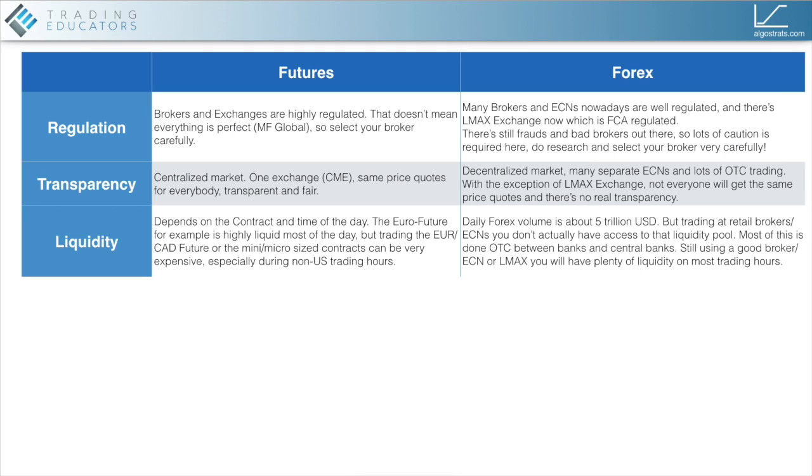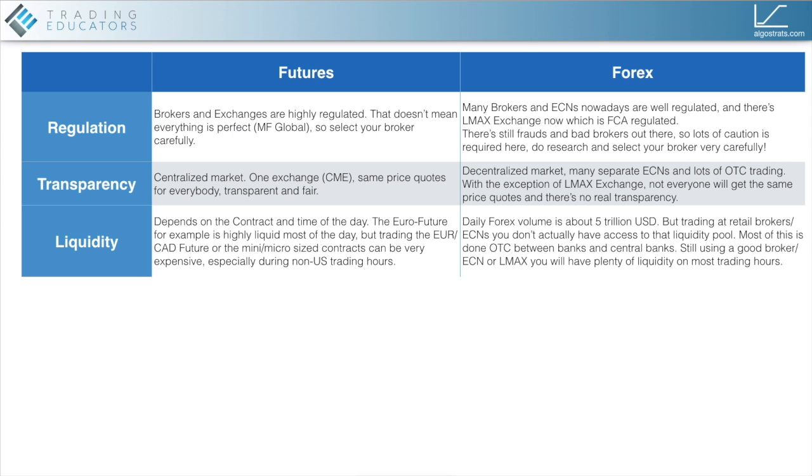Now in Forex, you're often told that it's the biggest market, it's a 5 trillion market, and it's the most liquid market out there compared to the futures. But that isn't actually really true, because if you're trading at a retail broker or at an ECN or even at LMAX exchange, you don't have access to that really big liquidity pool. Most of the trading in Forex is actually happening OTC, so it happens between banks and central banks, or just between central banks. Now you won't have access to that kind of liquidity trading at a market making broker, for example, where the truth is you have only very limited liquidity most of the time, and quite often it's less than in the futures markets.